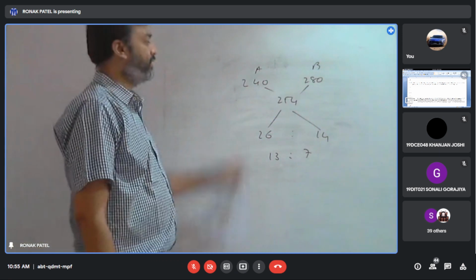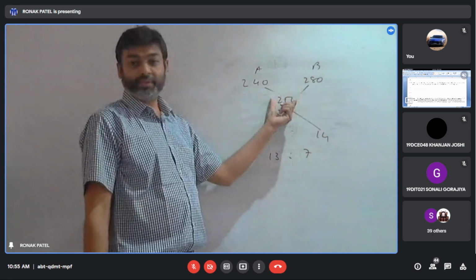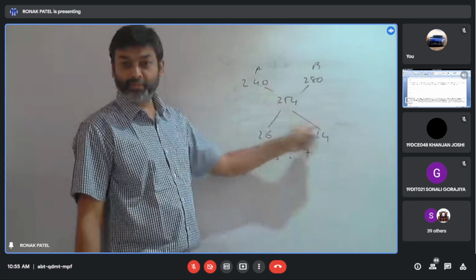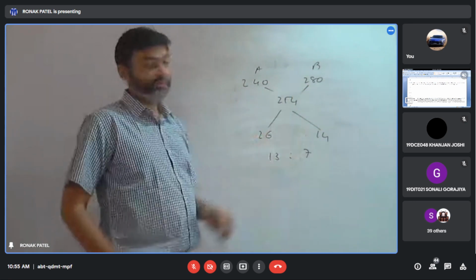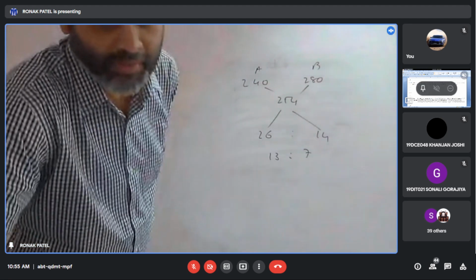So whenever you're having any mixture kind of sum, use this concept. The true price and the price of the mixture. Take a ratio in opposite, meaning the difference on the opposite side. That's the ratio in which you should mix it. Good one. So 20 number.